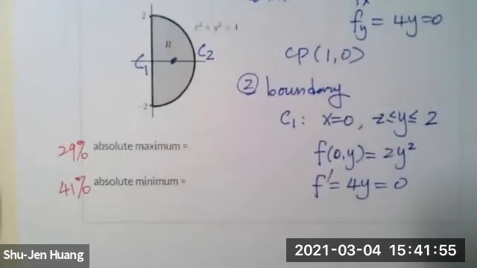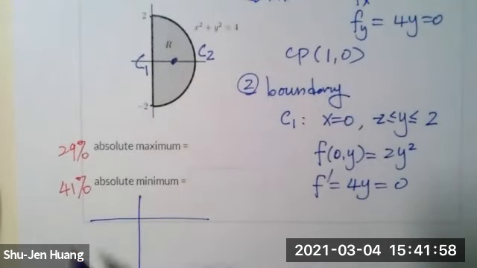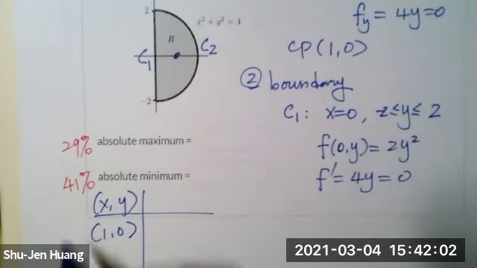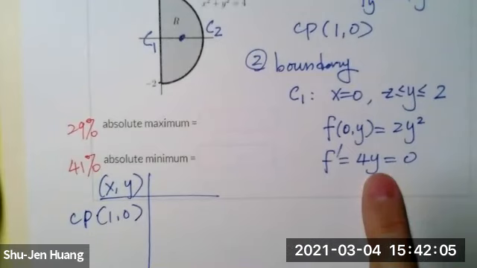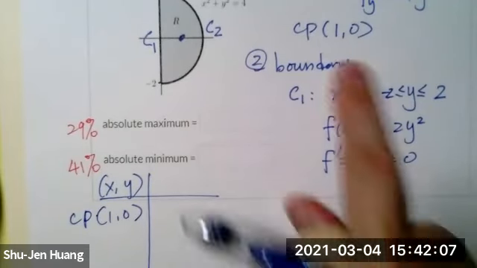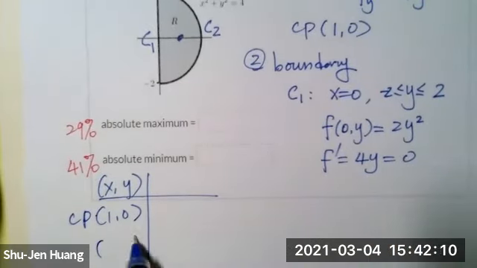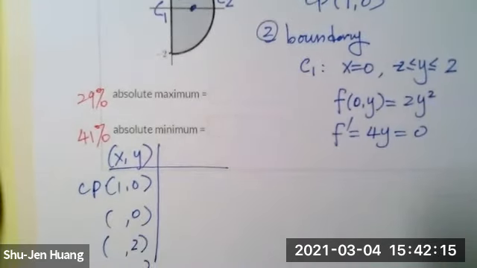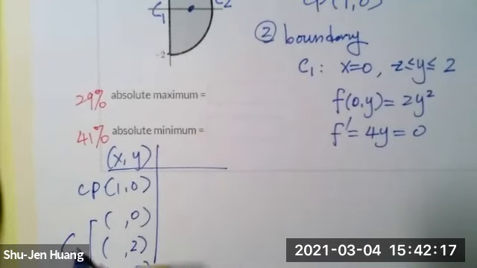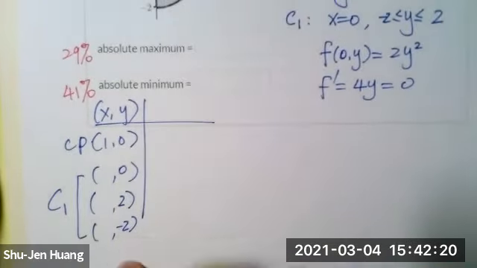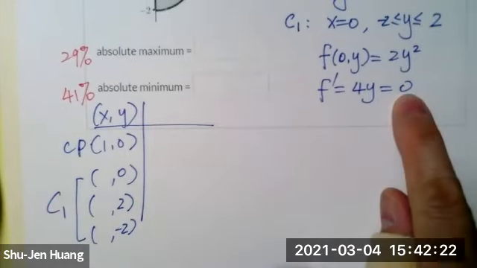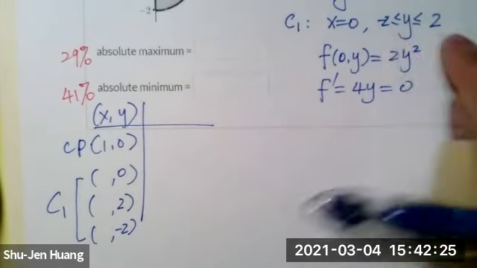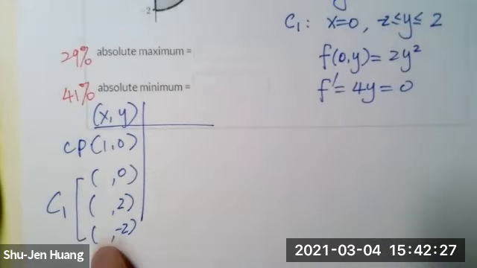So I'm going to set up the table here. We got the critical point, and at the boundary, we have y equal to plus minus 2. So this is for the curve C1. We have 3 points to consider. y equals 0 is the critical point, and 2 endpoints, y equal plus minus 2. We can figure out the x value later if you want.